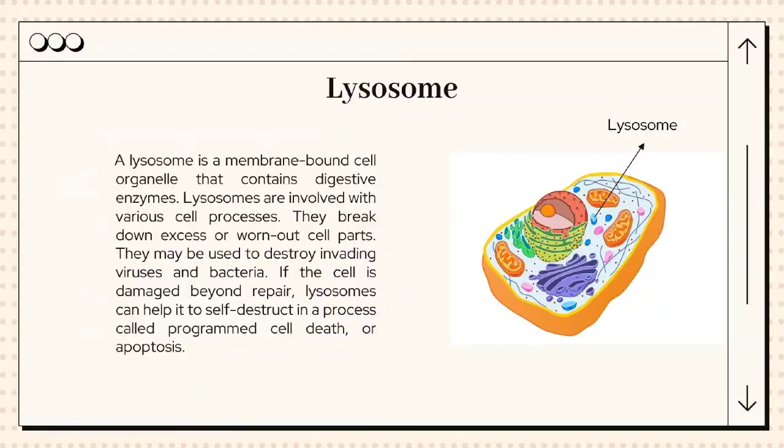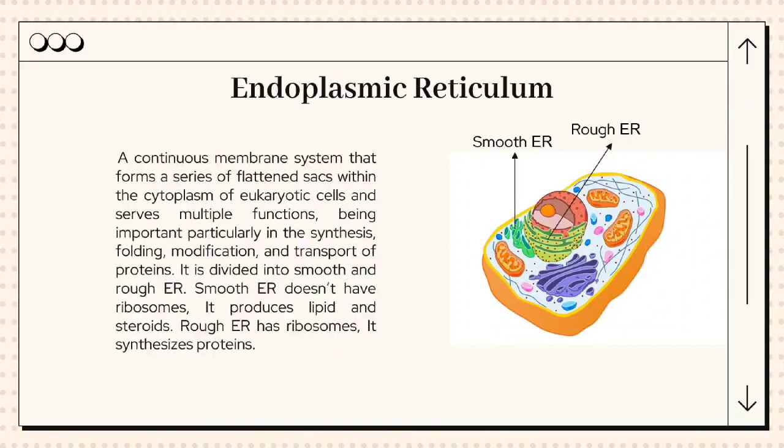A continuous membrane system that forms a series of flattened sacs within the cytoplasm of eukaryotic cells and serves multiple functions, being important particularly in the synthesis, folding, modification, and transport of proteins, is the endoplasmic reticulum. It is divided into smooth and rough ER. Smooth ER doesn't have ribosomes. It produces lipids and steroids. Rough ER has ribosomes. It synthesizes proteins.